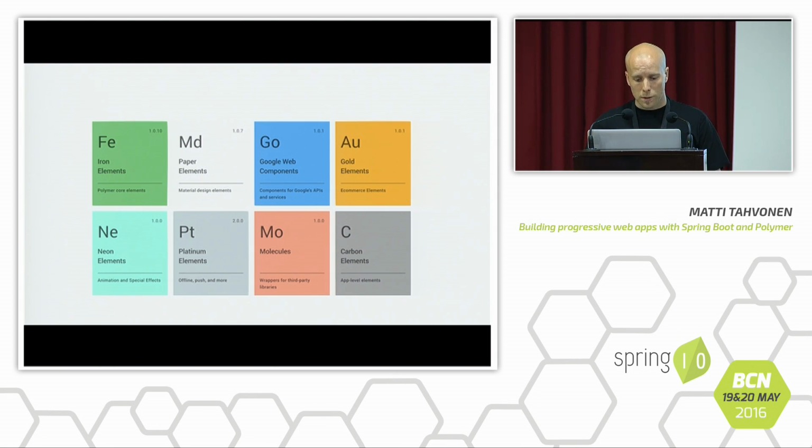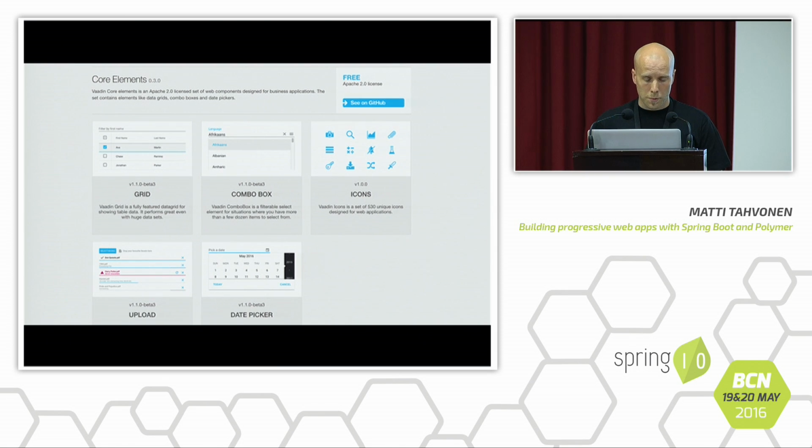The Platinum elements, for example, that we used, they are pretty nice to have for synchronization with the server and for push notifications and offline, like we used. And then you can use pretty much any web component elements. These are the web components that we currently have in Vaadin available for any client-side development.